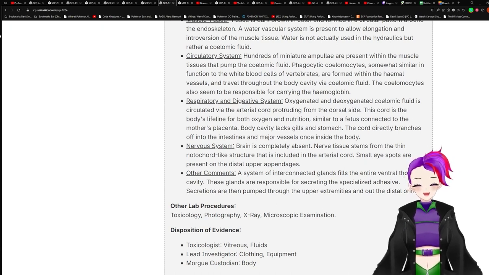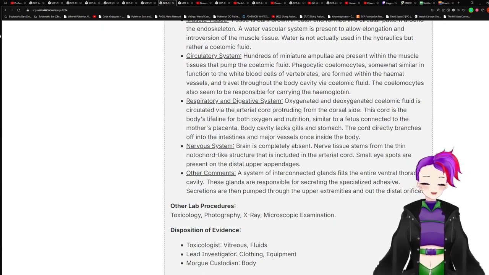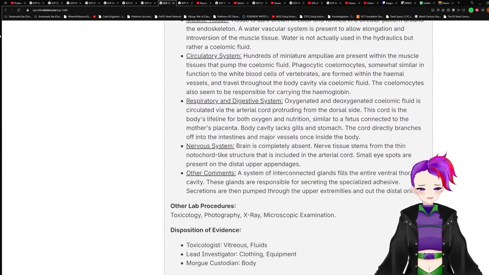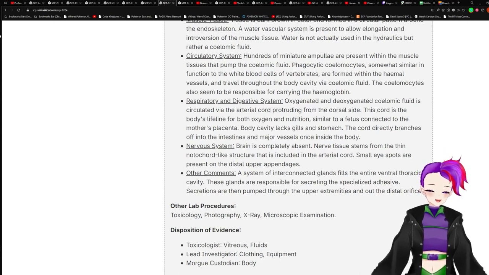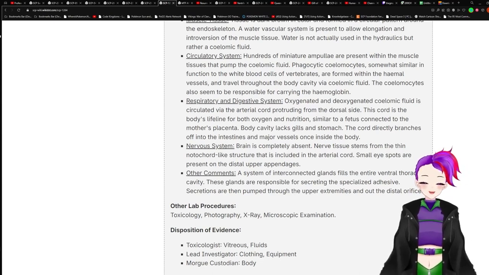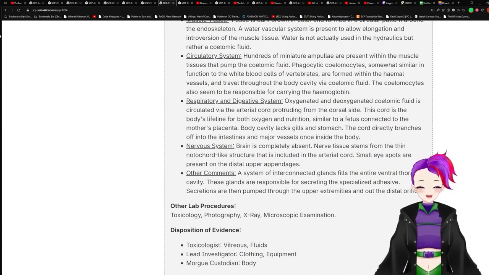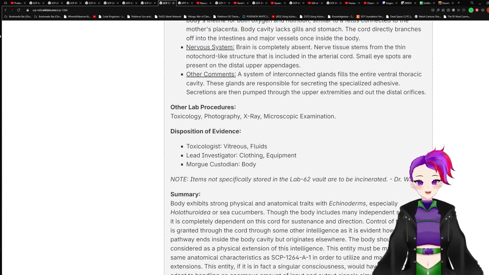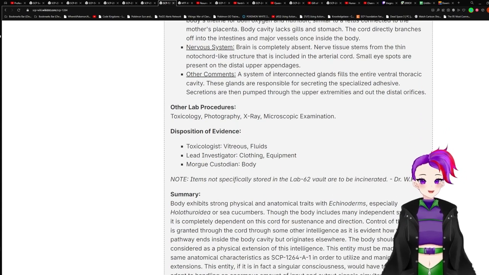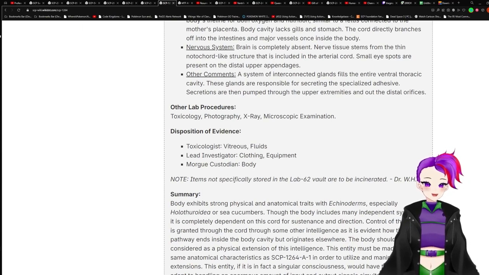Respiratory and digestive system. Oxygenated and deoxygenated sealamic fluid is circulated via the artery cord protruding from the dorsal side. This cord is the body's lifeline for both oxygen and nutrition, similar to a fetus connected to the mother's placenta. Body cavity lacks gills and stomach. The cord directly branches off into the intestines and major vessels once inside the body. Nervous system: brain is completely absent. Nerve tissue stems from the thin notochord-like structure that is included in the artery cord. Small eye spots are present on additional upper appendages.